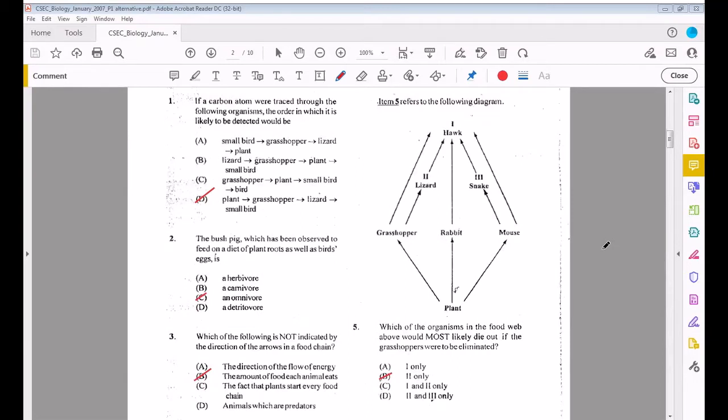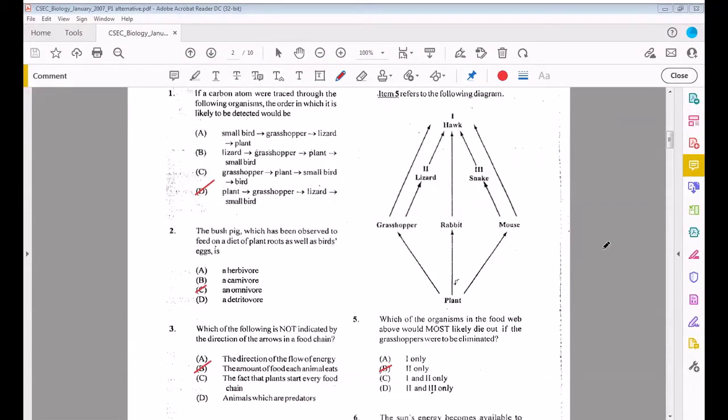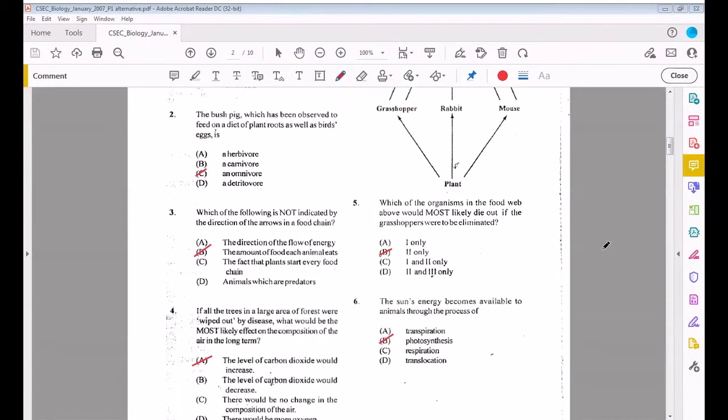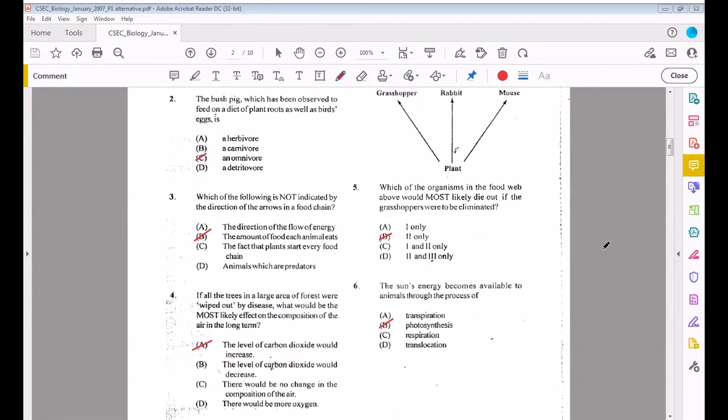One, if a carbon atom were traced through the following organisms, the order in which it is likely to be detected would be D. So plants to grasshopper, grasshopper to lizard, lizard to small birds. This is because it's from the plant material that these organisms would get their nutrients, as we cannot take carbon from the atmosphere. We have to get it through the plants or from the other organisms that might have eaten plants or eaten other organisms that would have eaten plants.